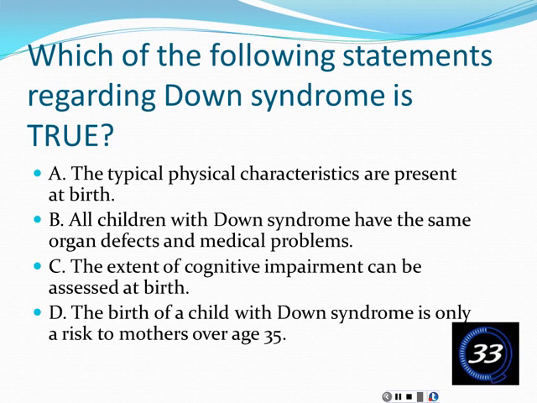I think that's everybody. And good, most of you got that. A, the typical physical characteristics are present at birth. There's not very many diseases where the diagnosis is made by sight, but this is one of them. It's one of the reasons why the doctors and nurses in the OB ward do very careful physical exams of newborns, is you never know what you're going to find.